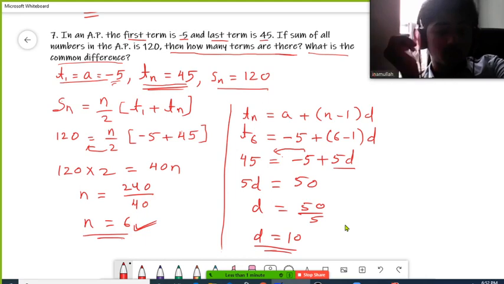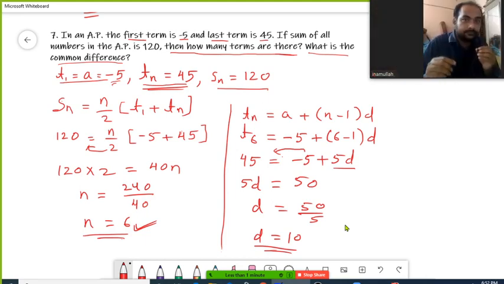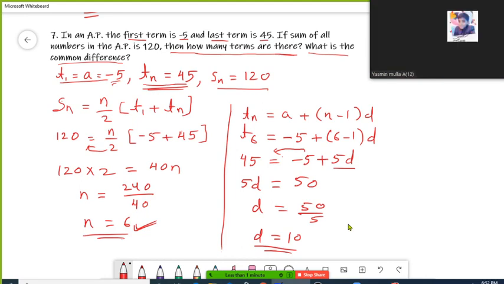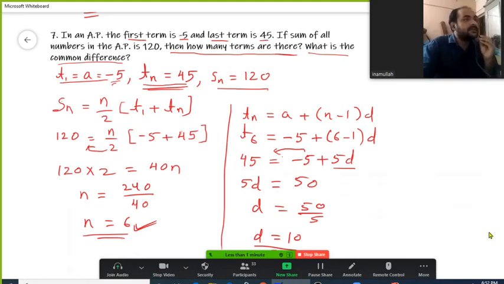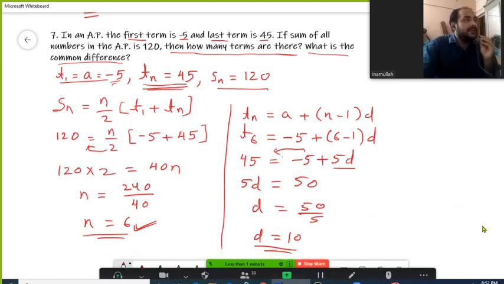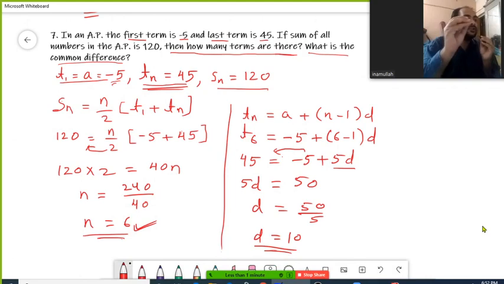Is it correct or not? Yes, we have. Okay. How many terms are there? So 6 terms are there. And common difference? What is the common difference? So common difference is 10. Is it clear everybody? How to solve this question?